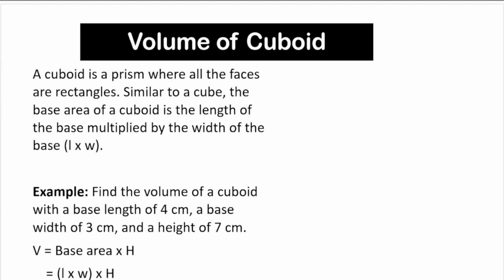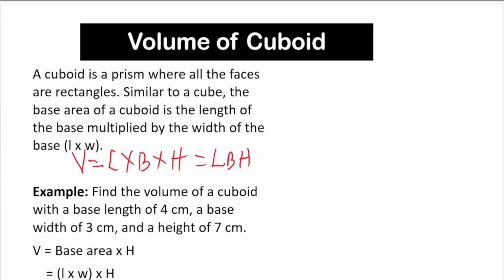So the base area of a cuboid is the length of the base multiplied by the what? The width. It is base times length. Which means that the volume of a cuboid is going to be the base, which is length times breadth, then multiplied by the height, which is h. So that's why you have it to be LBH. I hope this is very clear.